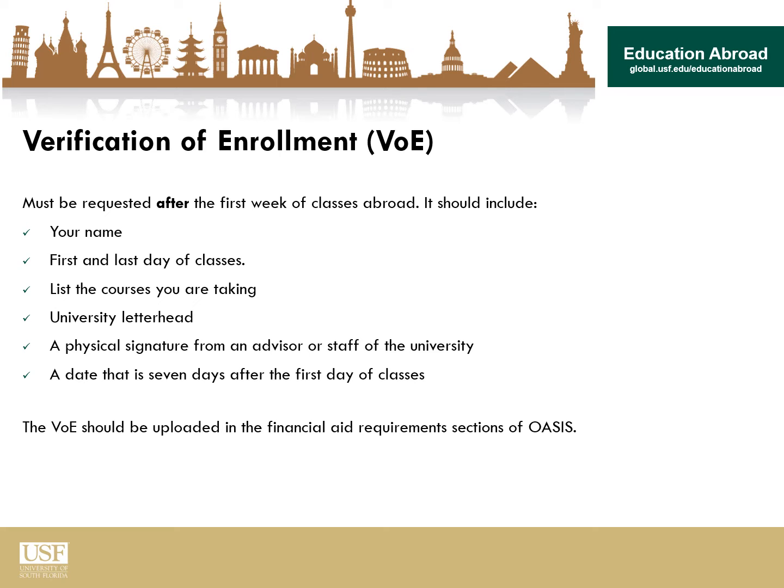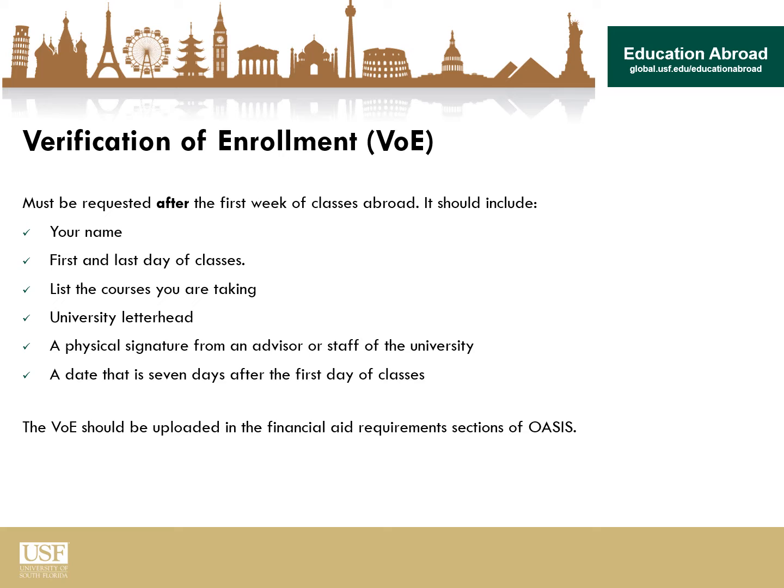It should include your name, first and last day of attendance, list all the courses you are taking, as well as appear on university letterhead with a physical signature. The date on the letter must be 1 week after the first day of classes in order to be considered valid by the Financial Aid Office. Once submitted on OASIS, it will be processed and your hours will be updated to reflect this information.